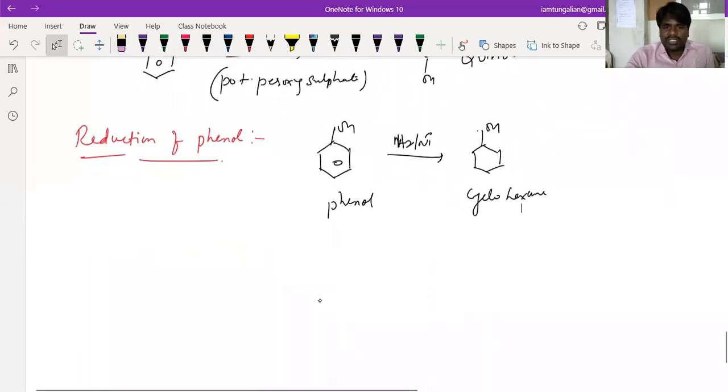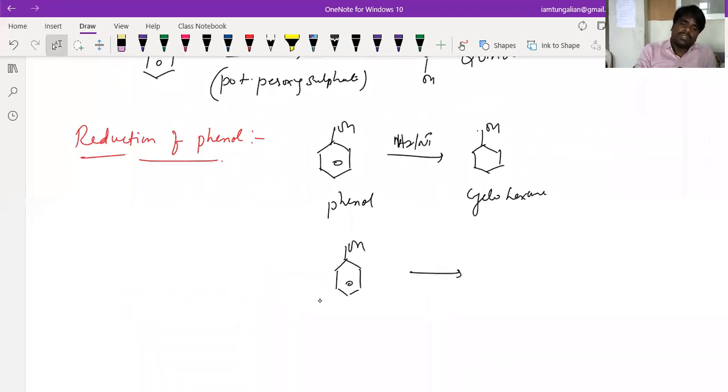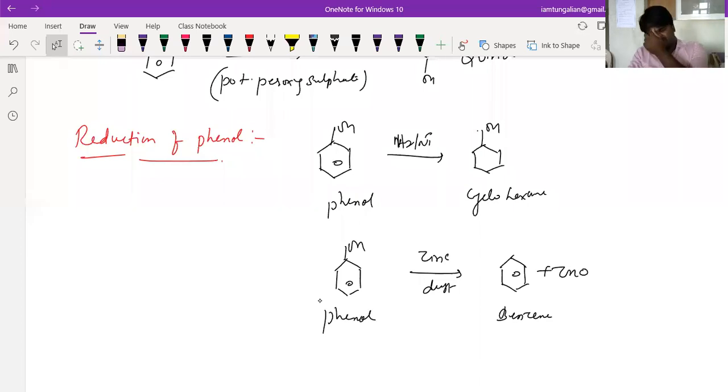If phenol is treated with zinc dust, this is also a sort of reduction, which will be converted into benzene plus zinc oxide. This is your phenol, and this is your zinc oxide. So these are all the different chemical reactions of phenol.